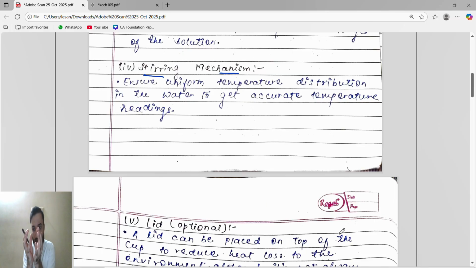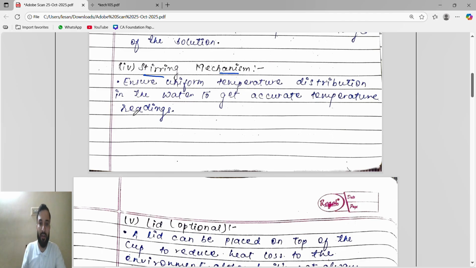So heat will not get trapped at one point of water. Heat will get uniformly distributed in the water, so anywhere in the water we dip the thermometer, we will find the temperature. So that is the work of the stirring mechanism. It ensures uniform temperature distribution in the water to get accurate temperature readings.